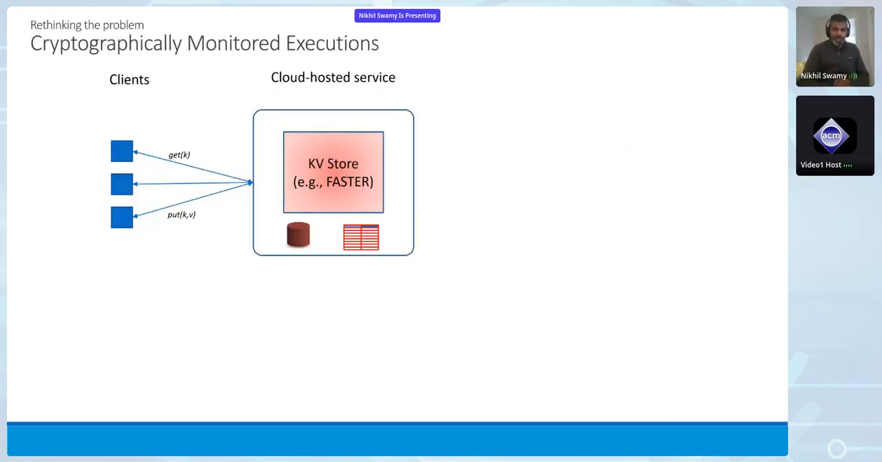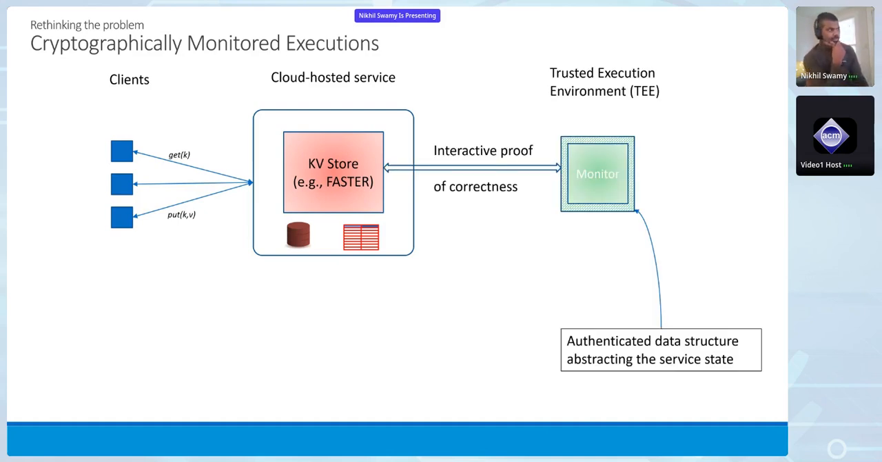So what we've been thinking about is, how can we rethink this problem somehow? What can we do to achieve the kinds of formal guarantees that we want about an existing complex stateful service? And the architecture that we are proposing in this paper is to use cryptographically monitored executions. The idea there is that we attach to an existing service like FastVer a small monitor that runs separately from it in a trusted execution environment.